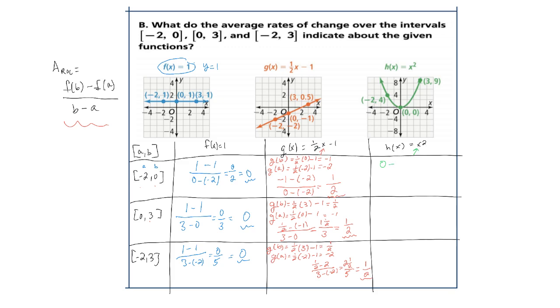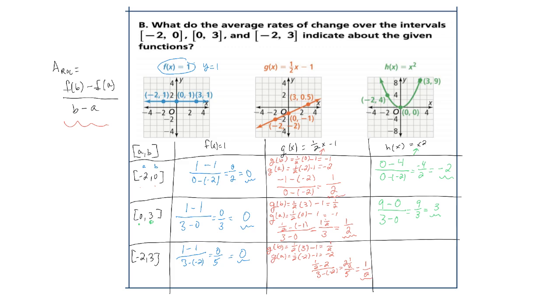So -2 squared would be 4. And then over b, which is 0 minus -2. So you get -4 over 2, which is -2. That's our slope, and that's our average rate of change as well. Now, b is 3. So 3 squared gives us 9 minus, substitute 0 in, 0 squared is 0, over b, which is 3, minus a, which is 0. 9 over 3 equals 3. So our average rate of change is 3.